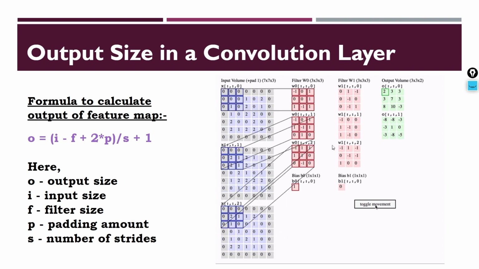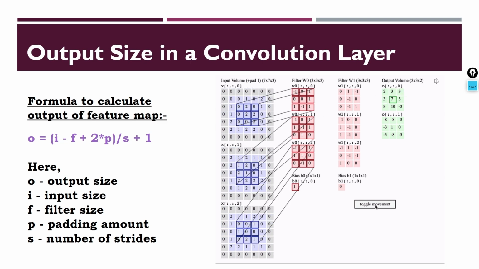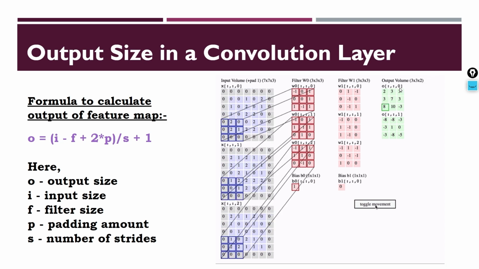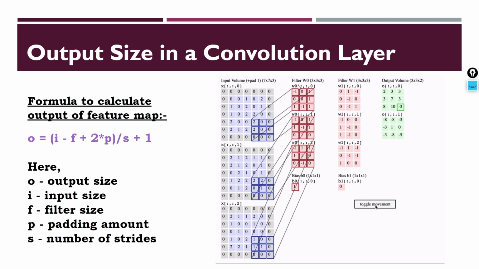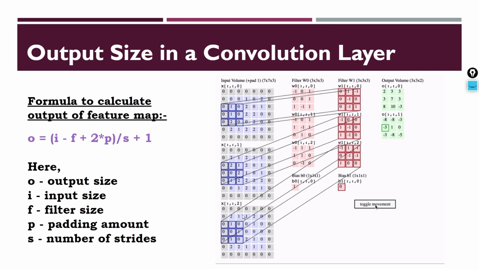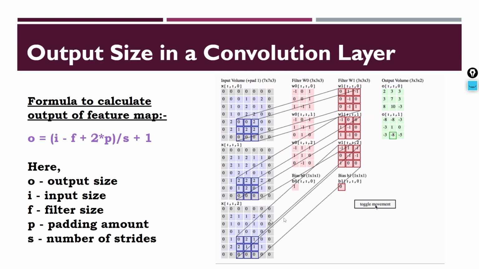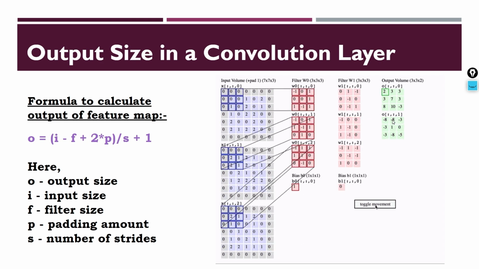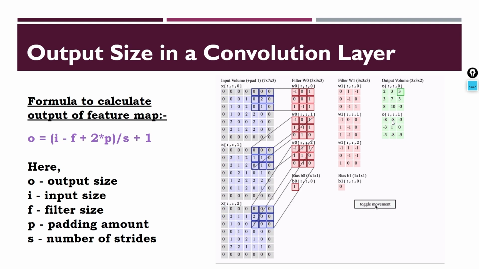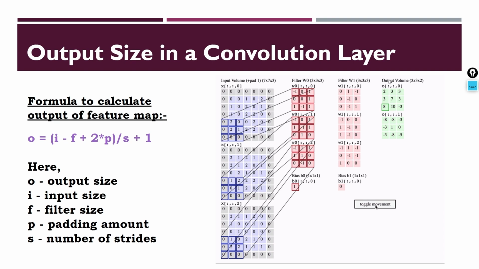So as I just explained, if I was having 5 different filters, the number of channels in the output will be 5. Each output is the output of the respective filter. In this case, if I convolve this filter with this image, this is the output. If I convolve this filter with this input image, this is the output. So I hope you are able to understand how we get the final dimension of the output shape.